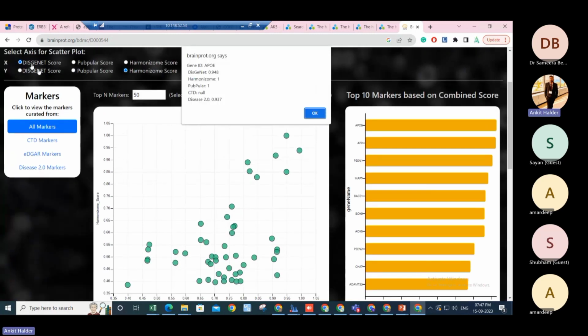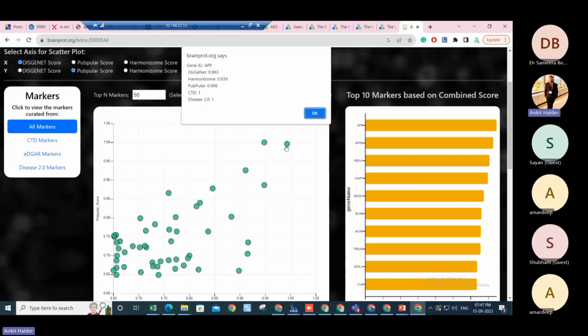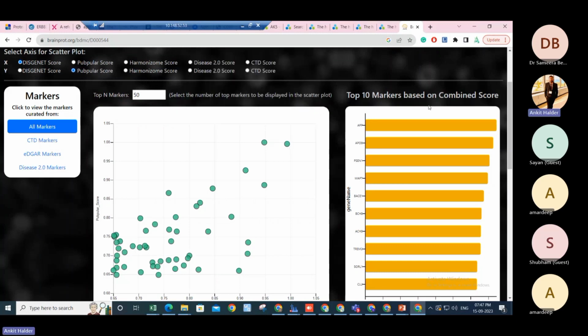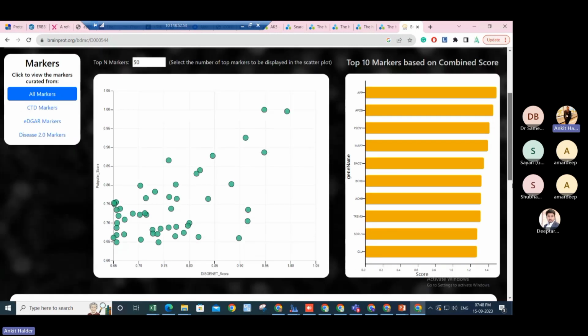For example, when you choose on the x-axis one of the databases or algorithms that gives you the score, with the y-axis being the harmonic score, APOE is coming as a top marker. Similarly, you can change it and find that, for example, gene APP is coming as a top marker. These are the top 10 markers based on the combined score, so at a glance you are able to identify these particular genes and markers on the basis of literature data mining.